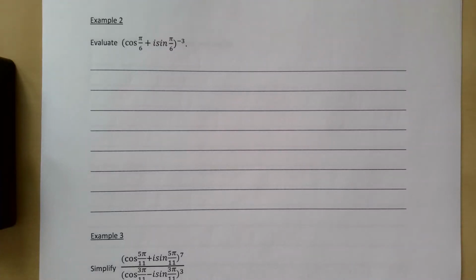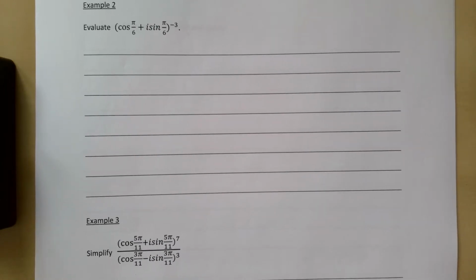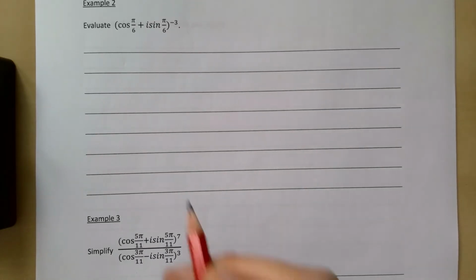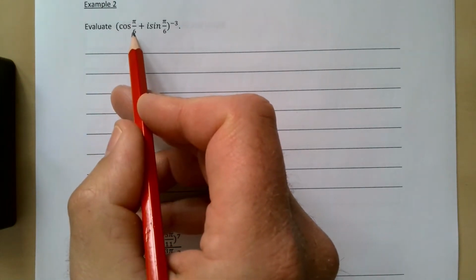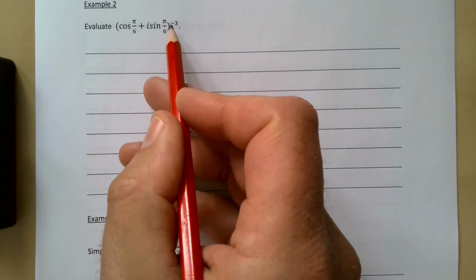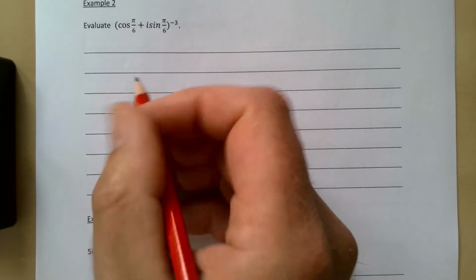This is a bit more on A2 Further complex numbers and some more applications of De Moivre's theorem. So let's take a wee look at these examples here. So we have cos pi over 6 plus i sine pi over 6, all to the power of minus 3.